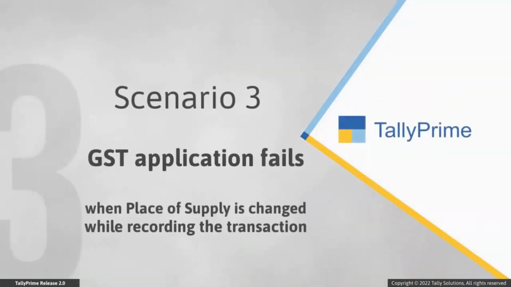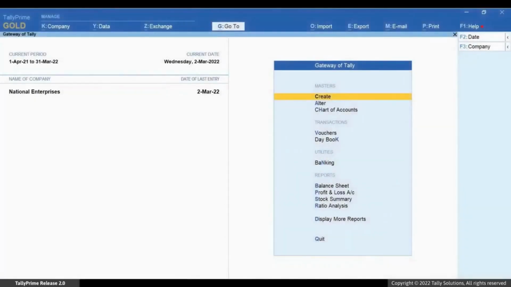Scenario 3. The next scenario where TallyPrime does not calculate GST is when the place of supply is changed in the supplementary details while recording the transaction. Let us see how this mistake can happen.